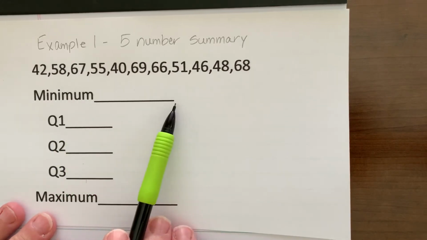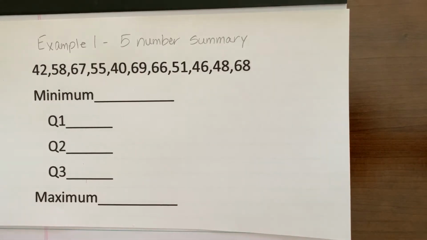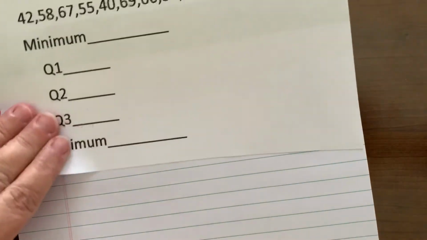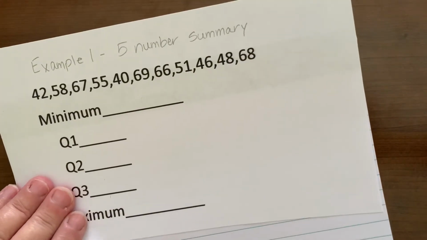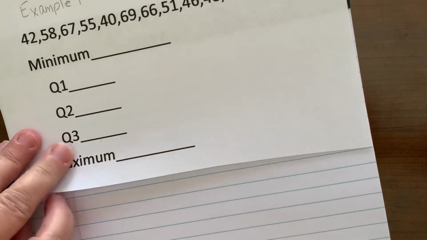So before I can find my minimum and my maximum, I need to be able to put my numbers in order from least to greatest. So I'm just going to go ahead and do that here. I'm going to get my paper set up so you can see both pieces for me here.